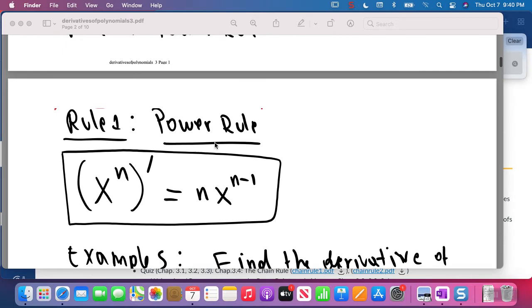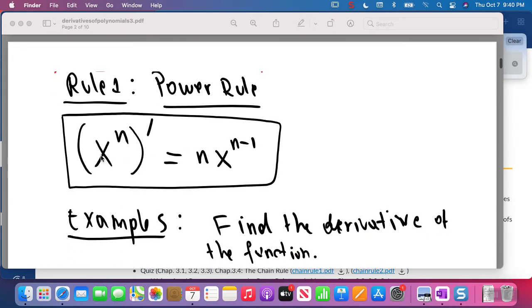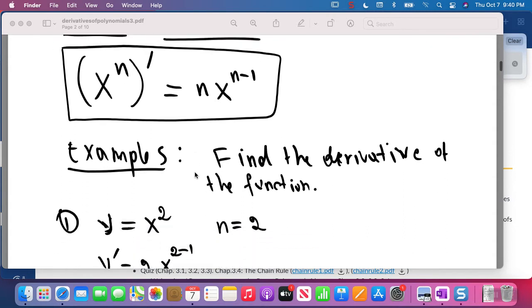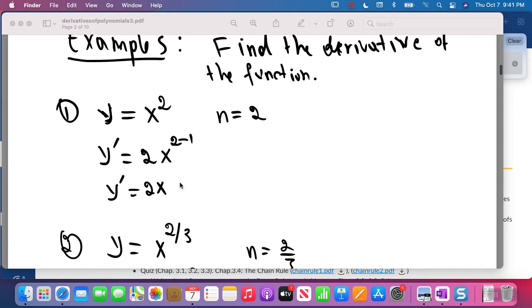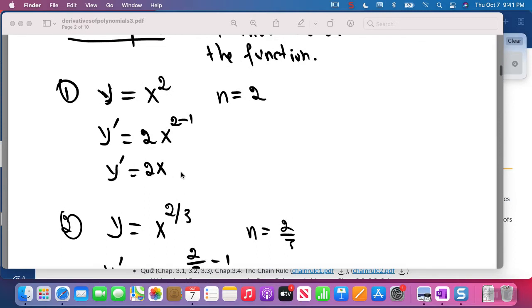Rule number one is the power rule. So if you're asked to find the derivative of x to the nth power, you take the exponent and drop it in front of x, and then you write x to the old exponent, and you take away 1 from that exponent. So the derivative of x to the nth is n times x to the n minus 1. For example, if you're asked to find the derivative of x squared, then it's going to be 2 times x raised to 2 minus 1, which becomes 2x. So y prime equals 2x.